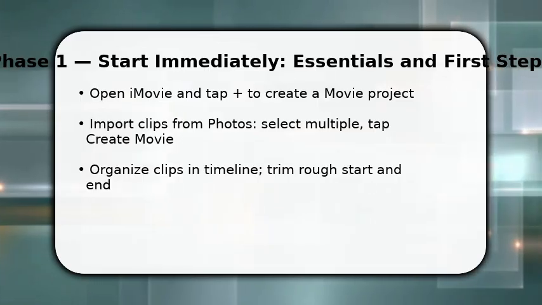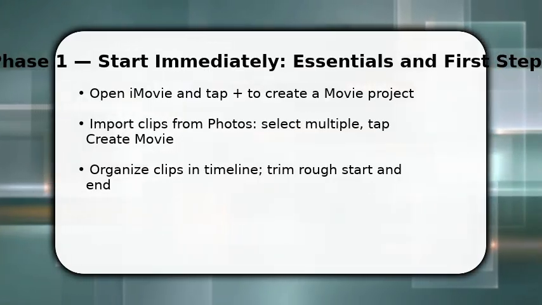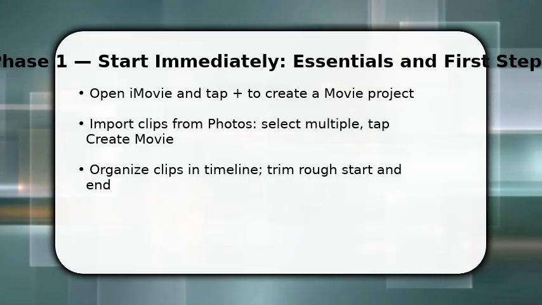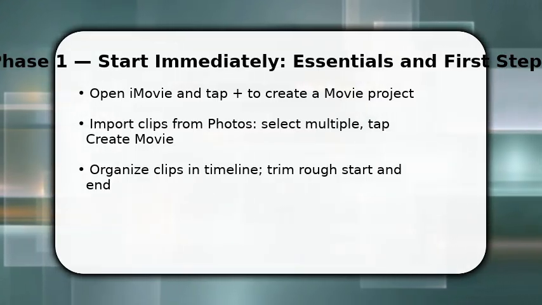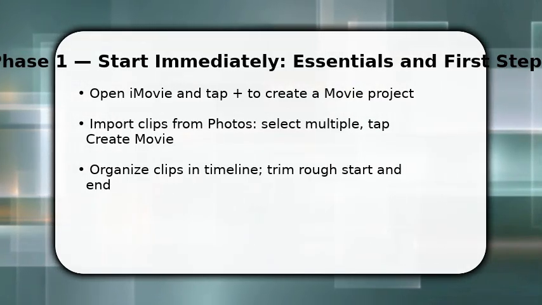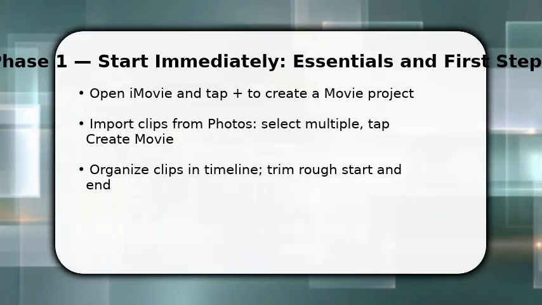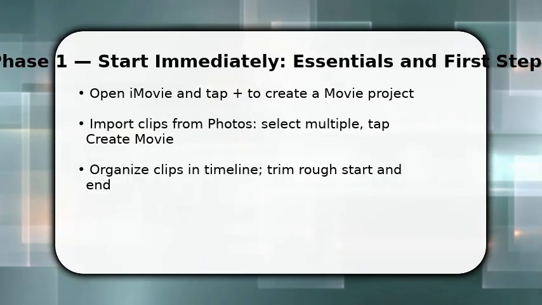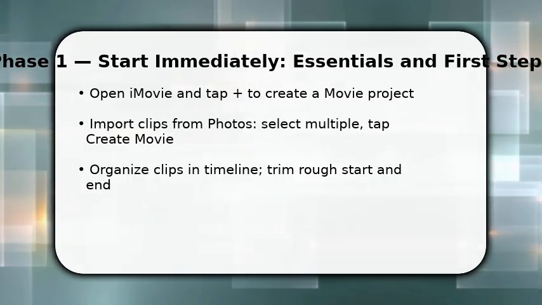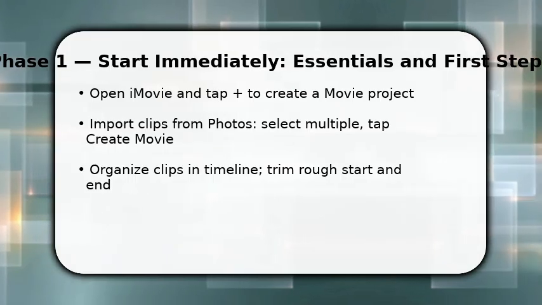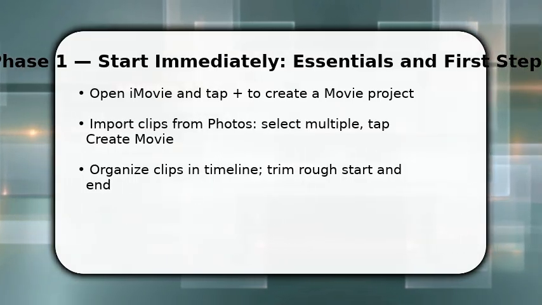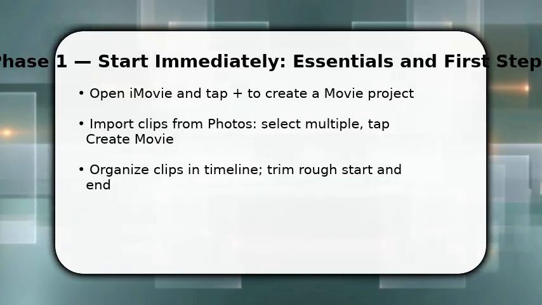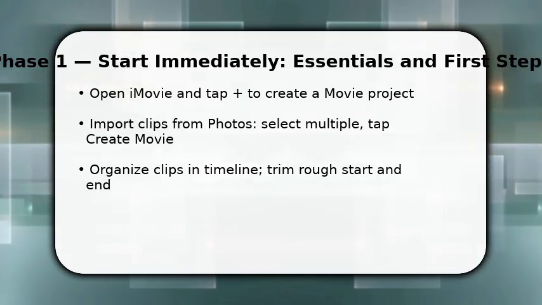You begin by creating a movie project. Open iMovie and tap the plus icon. Select the clips you need, then tap Create Movie so they appear in the timeline. Once done, scrub the playhead and use the yellow handles to trim rough starts and ends. This reduces dead air and sets pacing. Make sure to name the project early so you can find it later. This step moves raw footage into an editable sequence and establishes the structure for your edits.